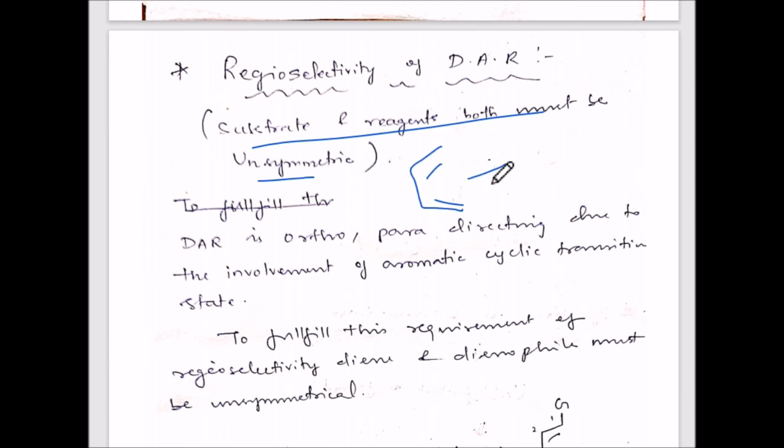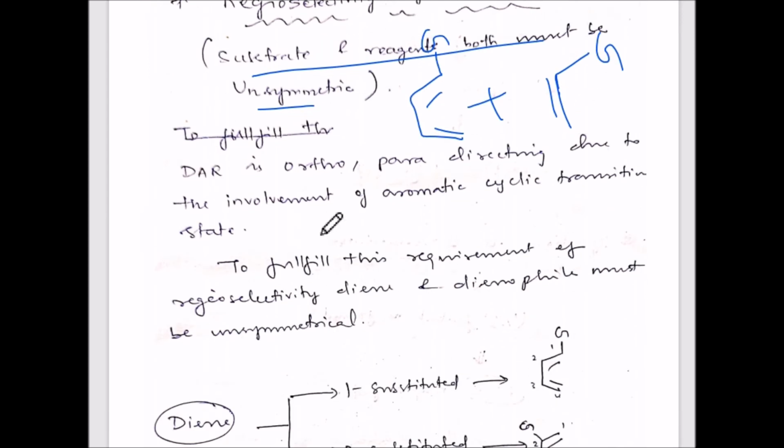So if this is your diene like this, it is a symmetrical diene, right? If you divide it, you see up and down it's the same, and if you divide here, up and down it's the same, so there is no issue. But when I substitute a group over here, it becomes an unsymmetrical diene and dienophile. So your substrate and reagent both must be unsymmetric. In this case, you get a variety of products, ortho, para products like that, and it ends up with regioselectivity.